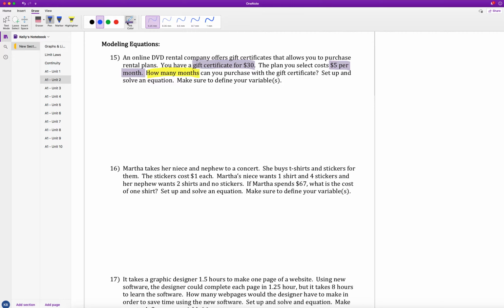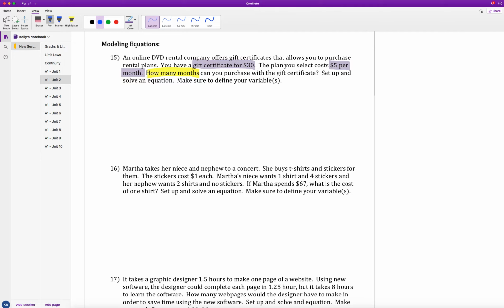So as you can see, I highlighted in two different colors here. In the purple highlighter, I highlighted the amounts of money that we have. So we have a gift certificate for $30 and we have a plan that costs $5 per month. And in yellow, I highlighted what we're solving for. So in purple is what we're given, and in yellow is what we're solving for.